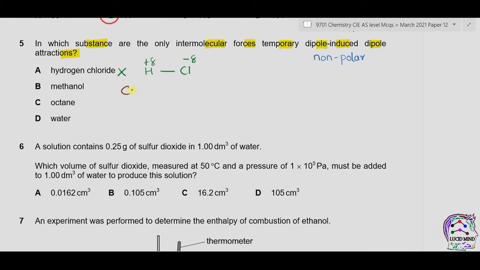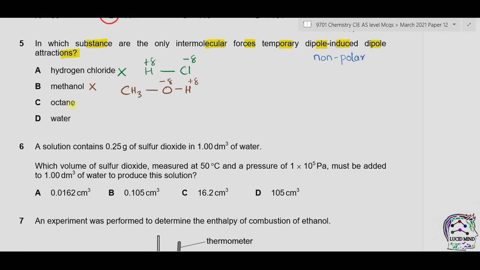In B we have methanol. Methanol is an alcohol and its formula is CH3OH. Due to the greater electronegativity of oxygen, it is partial negative and hydrogen will become partial positive. Again we can see that opposite poles are present, so permanent dipole forces will be present in methanol.